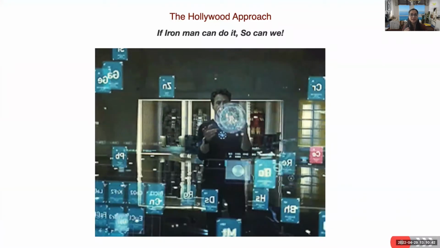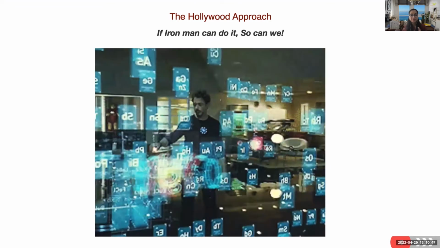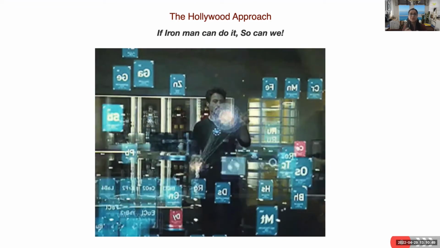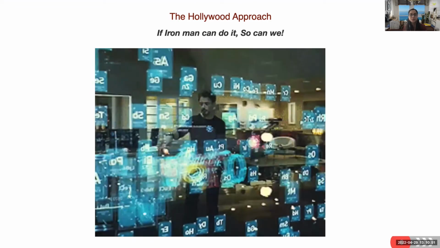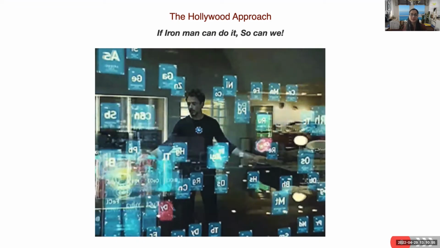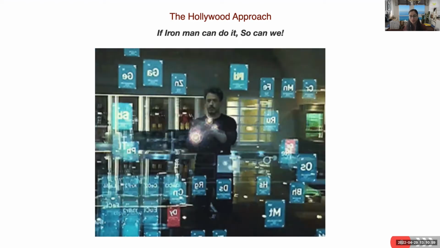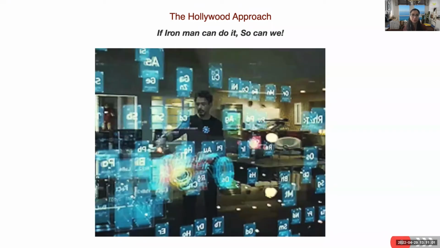And if there are any Iron Man fans here, remember the scene from the movie where Iron Man asked his computer Jarvis to scan the entire periodic table and then find the best element that they needed for their arc reactor. And that's how they discovered a new element. We adopted a similar approach.